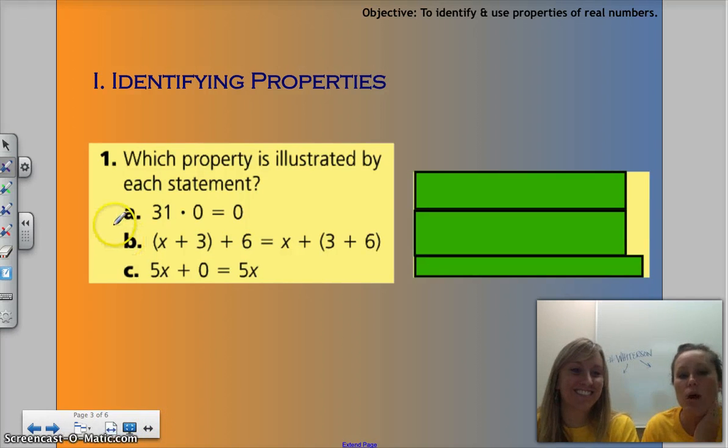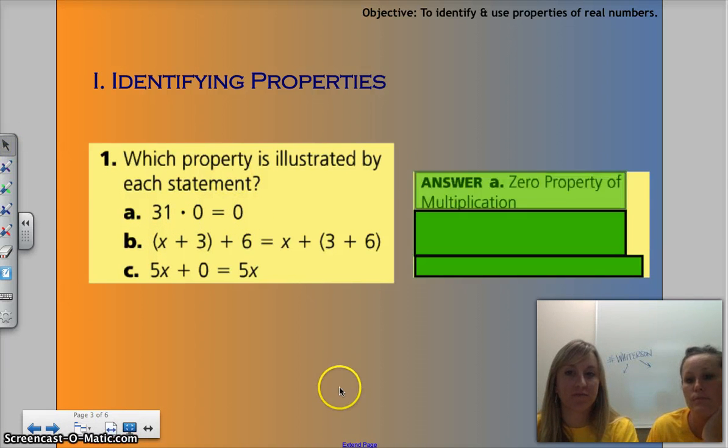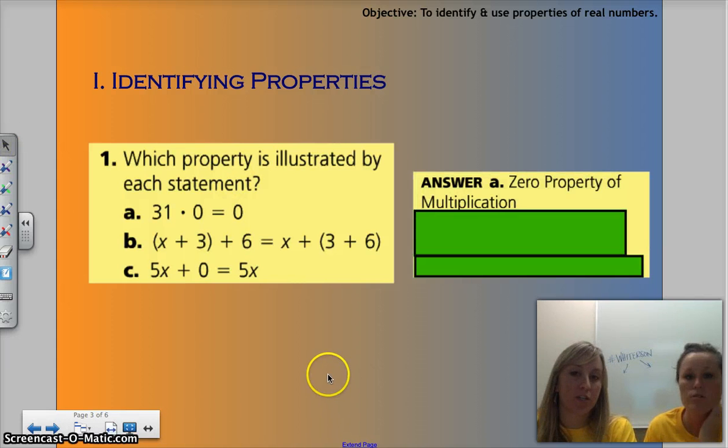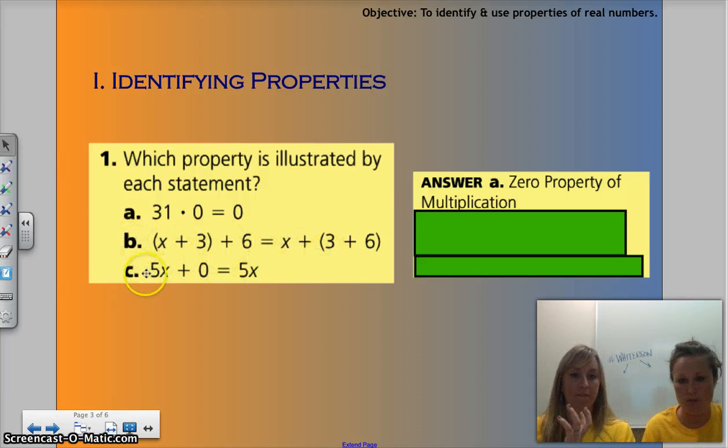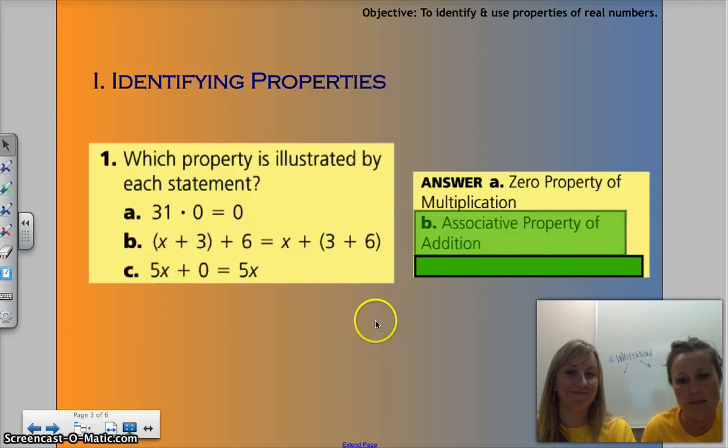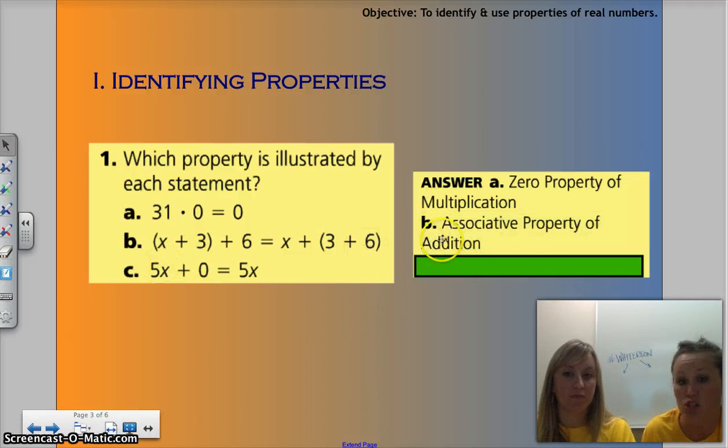All right, so number 1A, excuse me. 31 times 0 equals 0. That's going to be 0 property of multiplication. 0 always wins. Anything times 0 is 0. Number B, I see that it's x plus 3 plus 6 equals x plus 3 plus 6. The numbers stayed in the same order, but the parentheses changed who they were associating together. So this, my friends, is associative property of addition. Make sure you include of addition. You can't just write associative property.